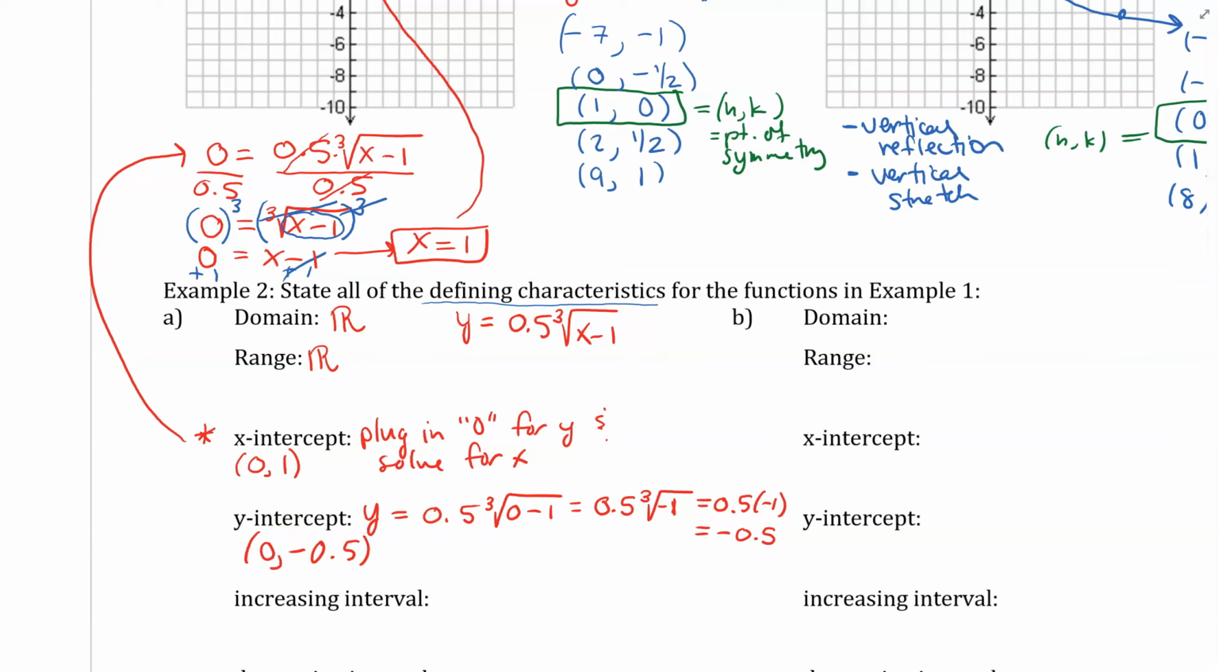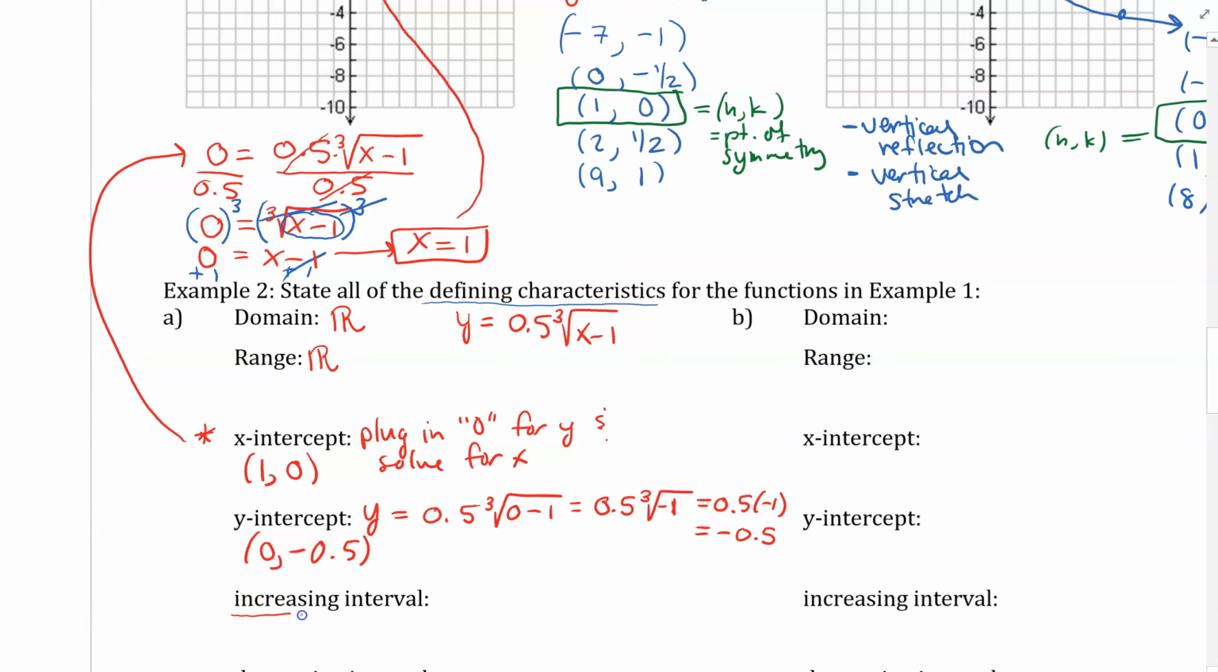I also messed up my x-intercept. Let me fix that. So the x-intercept is 1. That means that's the x value, and y is 0. So it should be 1, 0 for the x-intercept. And then now that we found the y-intercept, that would be when x is 0. So 0, negative 0.5.